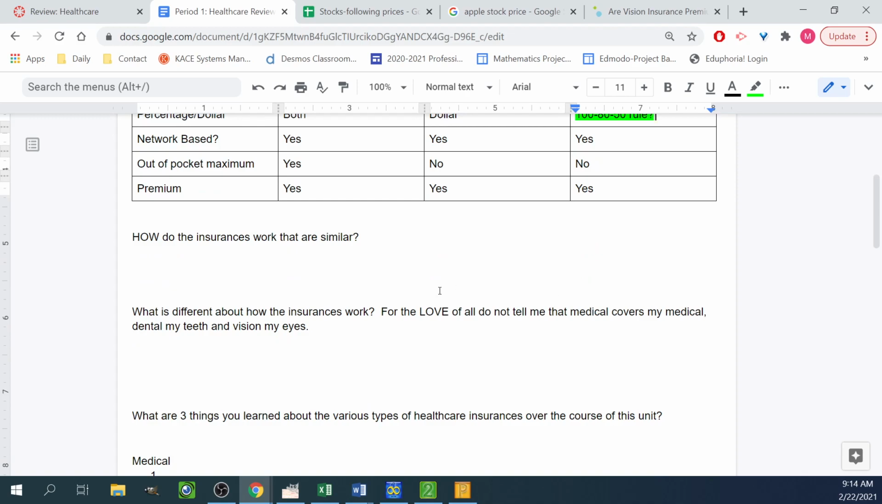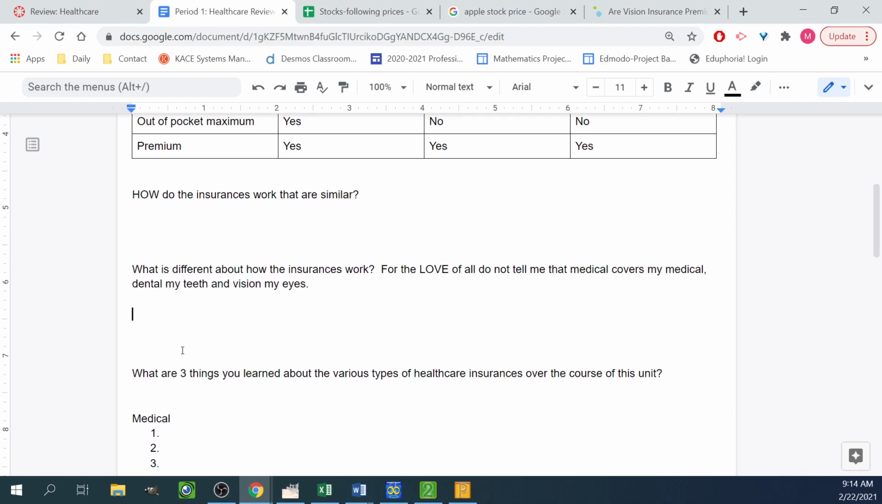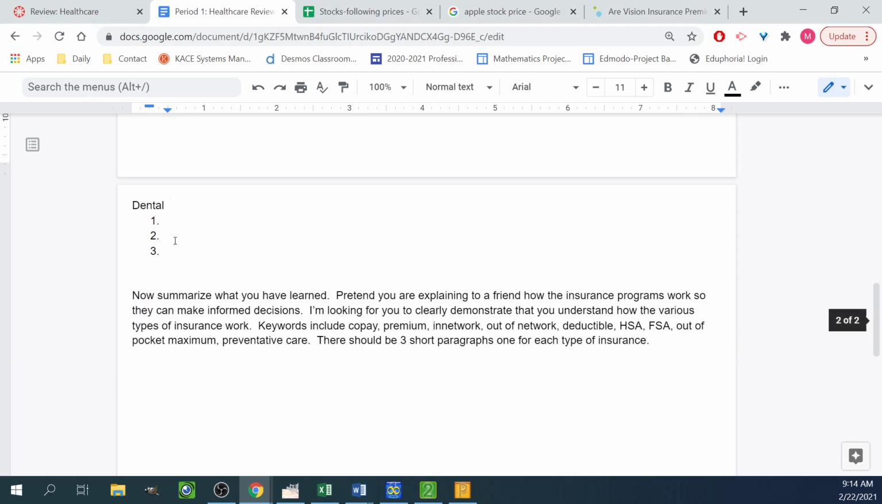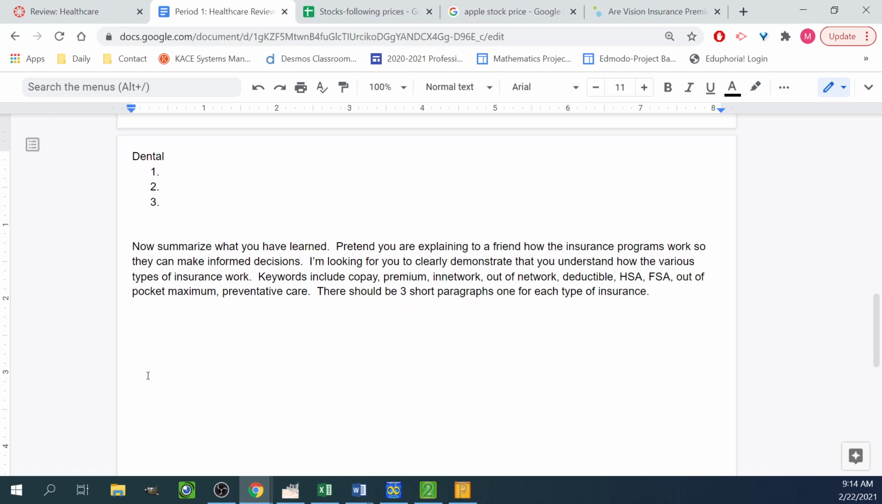And then this is what I want to know. What is the same? What is different? For the love of all, do not tell me that medical covers my body, dental covers my teeth, and vision covers my eyes. We should be seniors, not third graders. Tell me 3 things that you've learned about medical insurance over the course of this unit, 3 things about vision, and now summarize it really simply for like a friend or somebody.